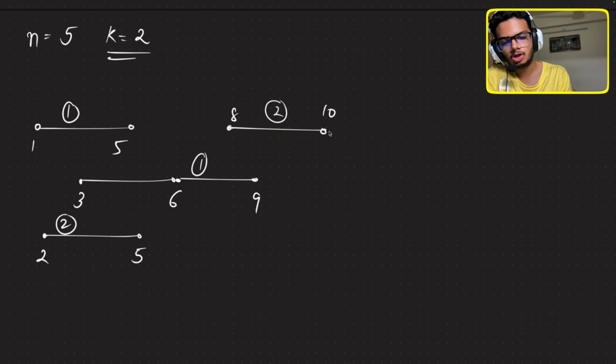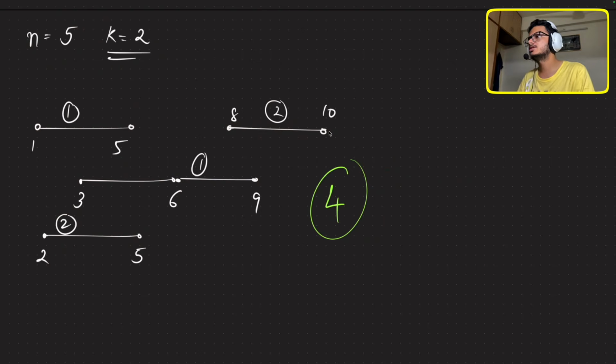So all in all, how many movies were we able to watch? 1, 2, 3, 4. So you have to print 4. You tell me the maximum number of movies you can watch when you have k members, with the rule that we just saw. Okay, so how do you approach this question then?